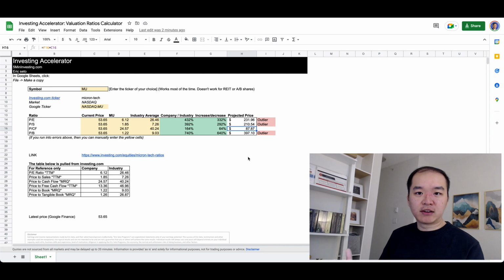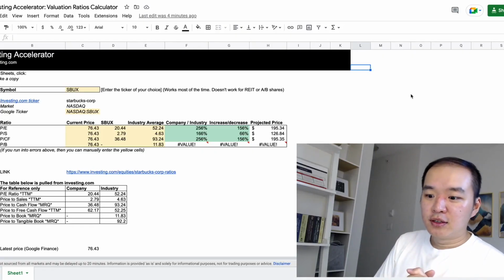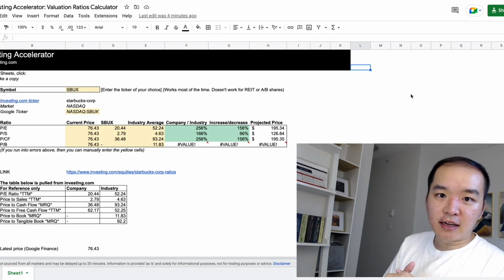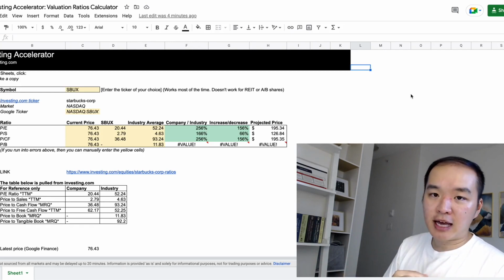and if this is the first time you're watching one of the valuation calculator videos, then I'm going to include some basic training after this, so then you understand how this calculator works. Let me give you the background training for this valuation ratios calculator.